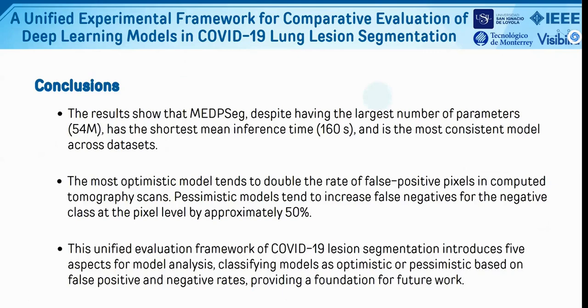This unified evaluation framework of COVID-19 lesion segmentation introduces 5 aspects for model analysis, classifying models as optimistic or pessimistic based on false positive and negative rates, providing a foundation for future work.